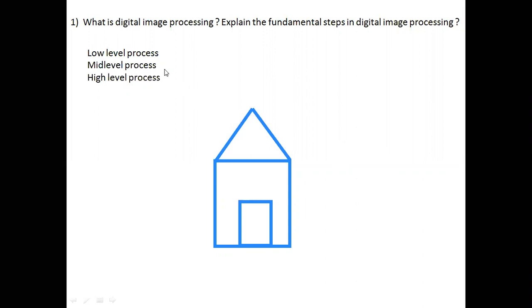The next level is called high level processing. In case of high level processing, the input would be an image, and at the output there will be some sense made from the image. For example, if I input this image, after processing the output will indicate that it's a house. So it indicates some meaning present in the image. This is called high level processing.